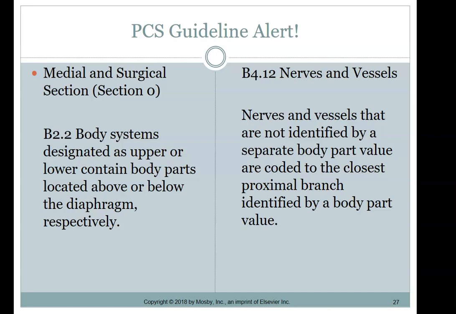This continues until the arteries reach their farthest point and their blood begins its return through the venous vessels. With your PCS guideline alert in the medical and surgical section of the coding book, section 0, it says body systems designated as upper or lower contain body parts located above or below the diaphragm, respectively. Nerves and vessels that are not identified by a separate body part value are coded to the closest proximal branch identified by the body part value.